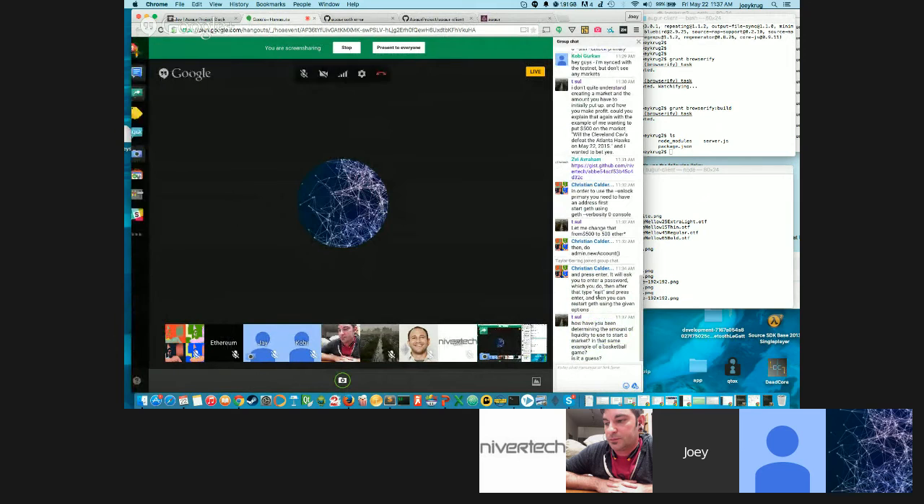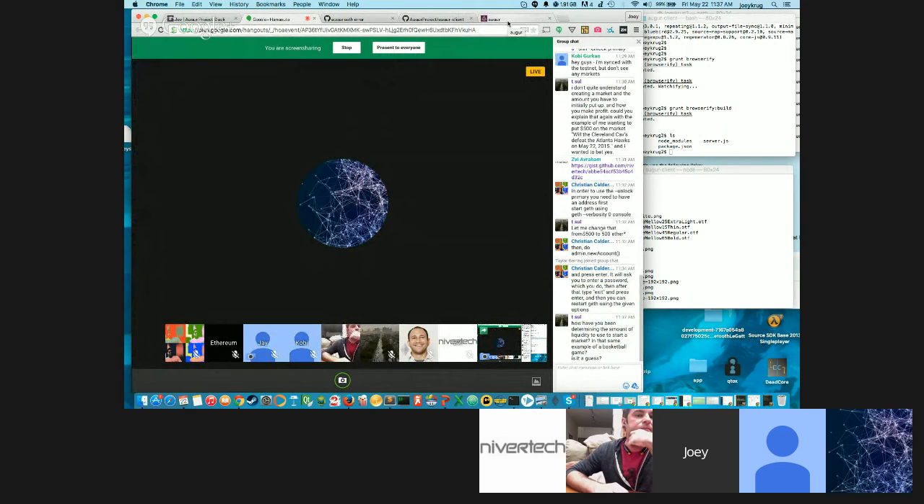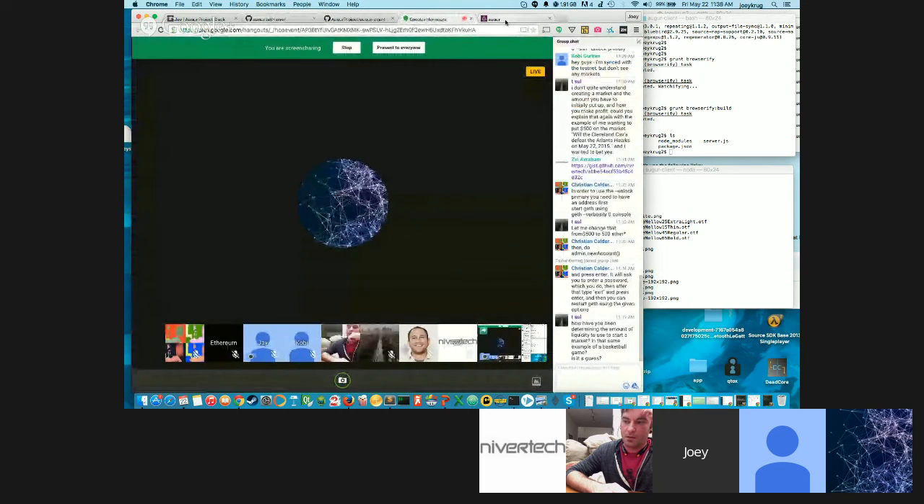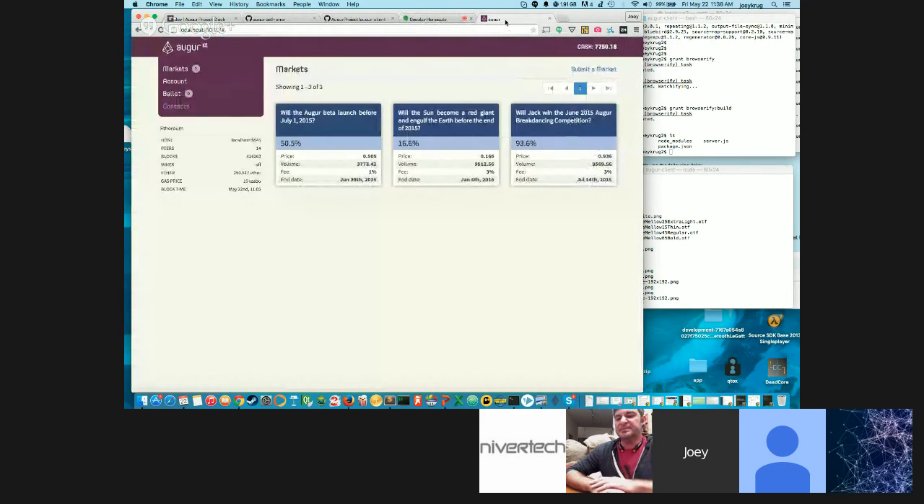Okay, somebody asked, how have you been determining the amount of liquidity to use to start a market? So that depends on a couple things. If you're making a market on something you want to get a lot of information about, let's say you're a company and you want to figure out some information, to incentivize people to provide that, you'll want to provide a lot of initial liquidity.